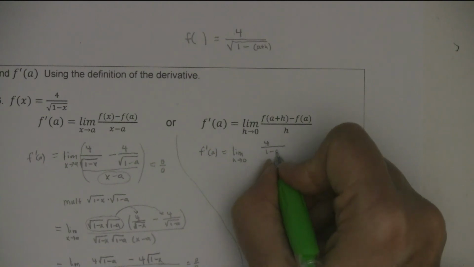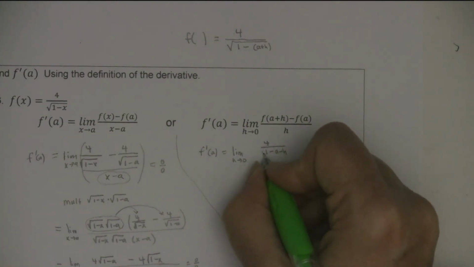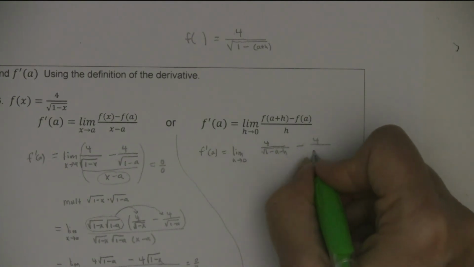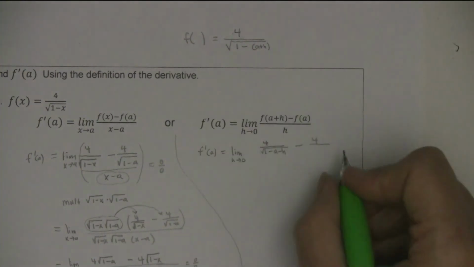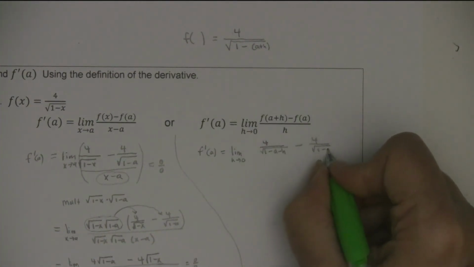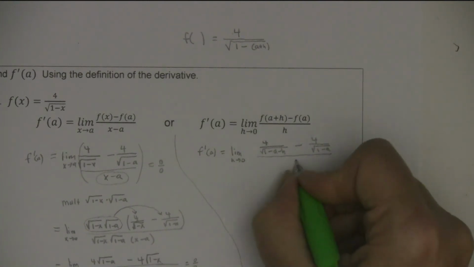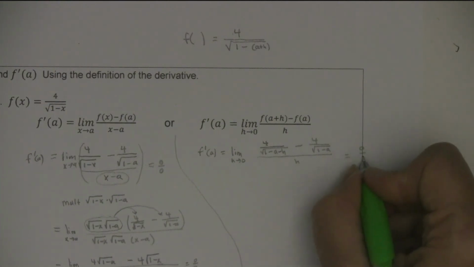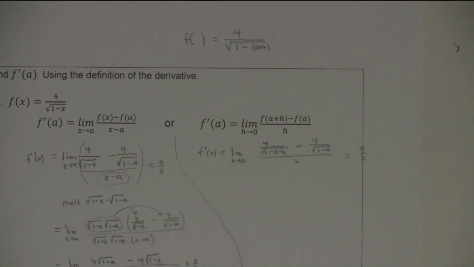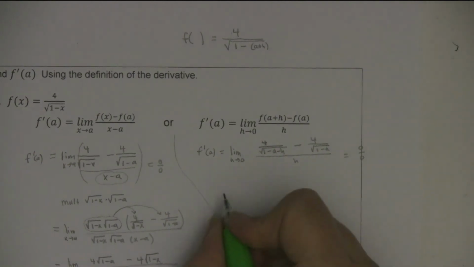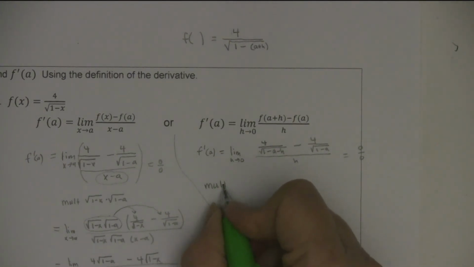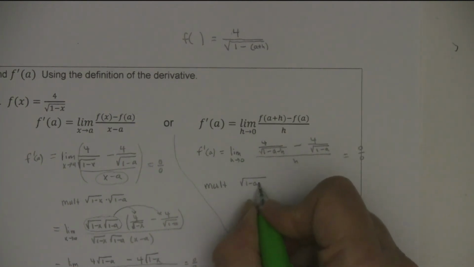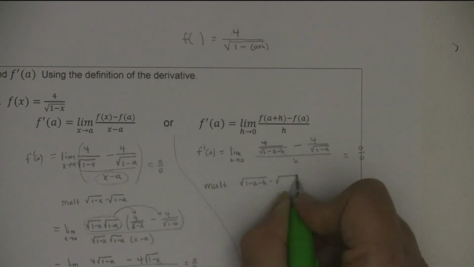And so this is 1 minus a minus h in the square root, minus 4 over, and then when I put in a just in there, the square root of 1 minus a, all over h. You can clearly see that if h is 0, this is 0 over 0. And so some of the same pieces are going to be happening along. I have to multiply by the common denominator to clear that complex fraction, which in this case is the square root of 1 minus a minus h times the square root of 1 minus a.